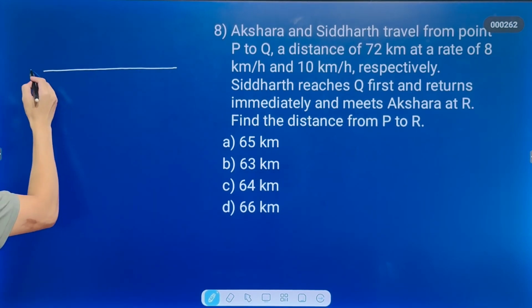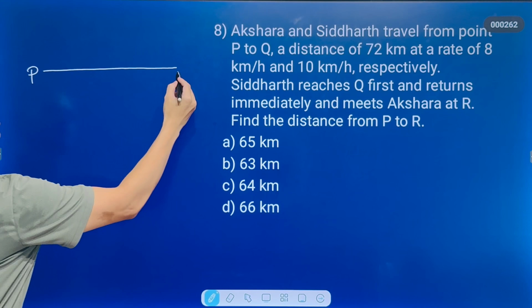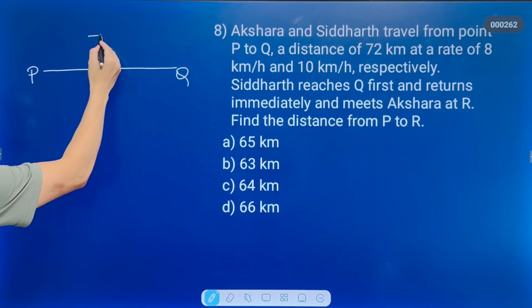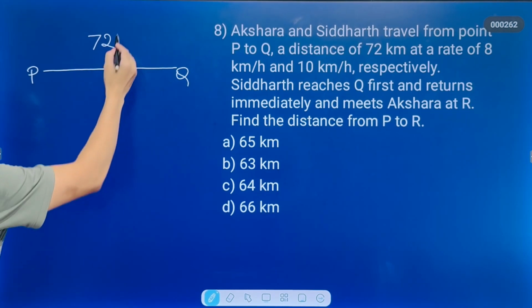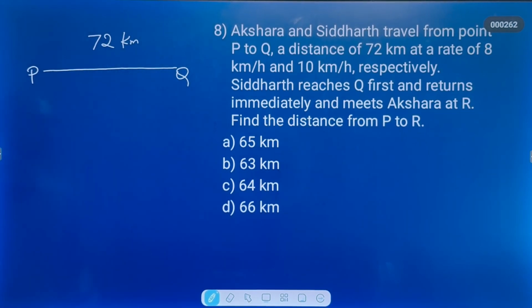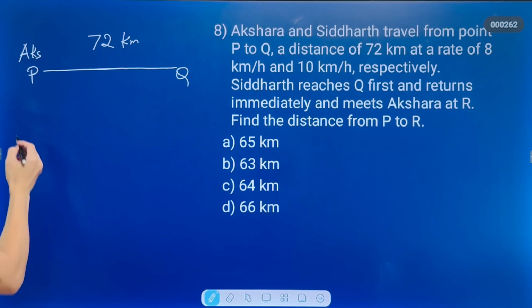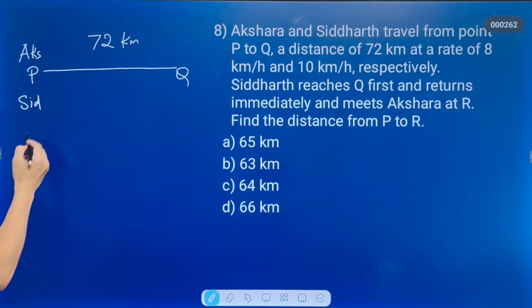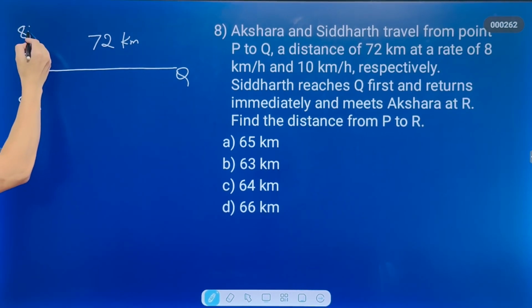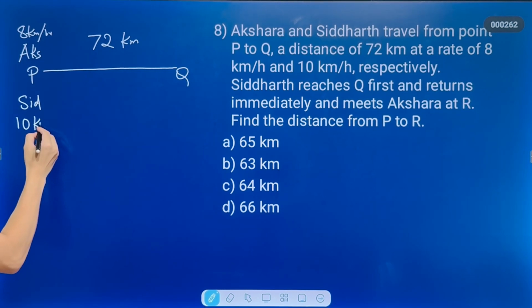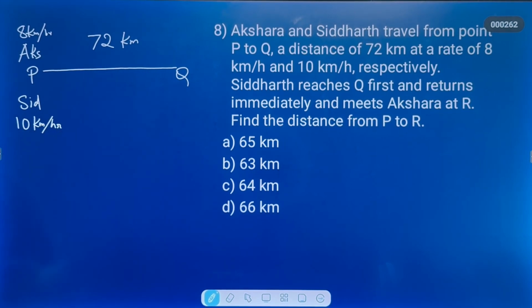Suppose this is the length of distance P to Q, which is 72 kilometer. Now two persons travel, Akshara and Siddharth. So Akshara, I will write it as Akshara in short, then Siddharth. So speed 8 km per hour, 10 km per hour.